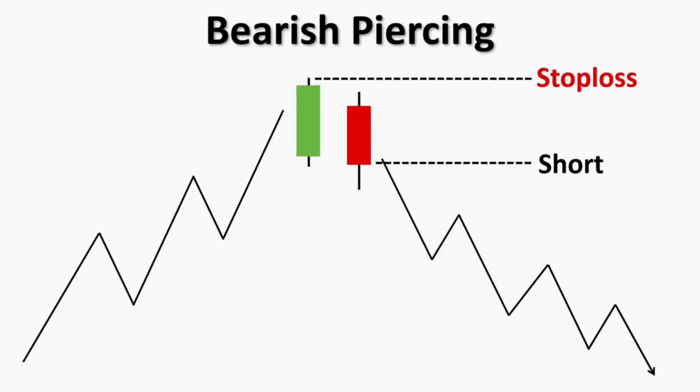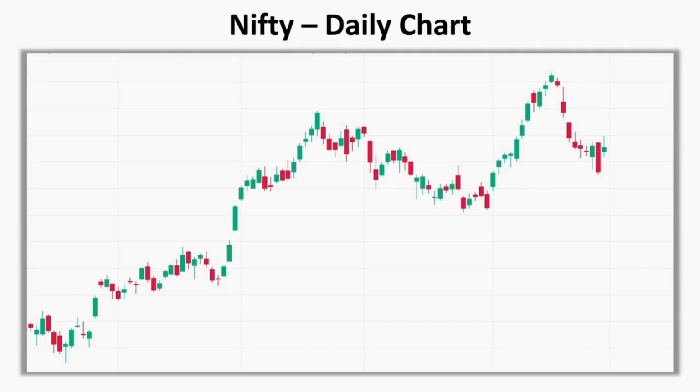Now let me show you exactly how this pattern works in the market with an example. As you can see on the screen, this is the daily chart of the Nifty 50 index. If you carefully observe this chart, you can notice a bearish piercing pattern exactly over here. Before this pattern was formed, the market was in a good uptrend, and after this we got a good downfall in the market. Anyone who would have taken a trade here would have had a 1:4 or 1:5 trade, which is really excellent if you can make such trades.